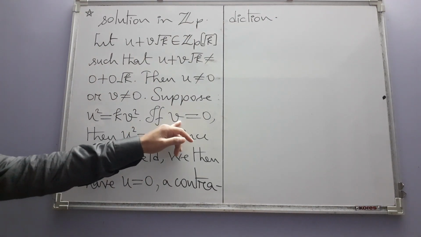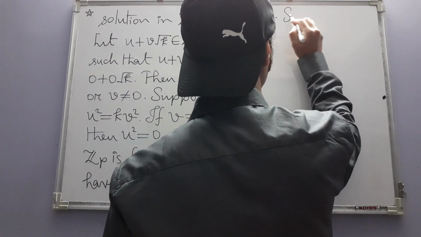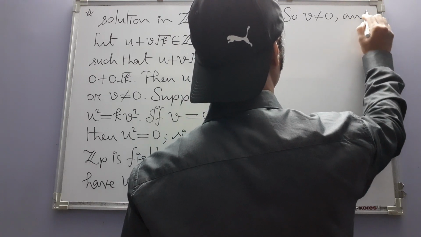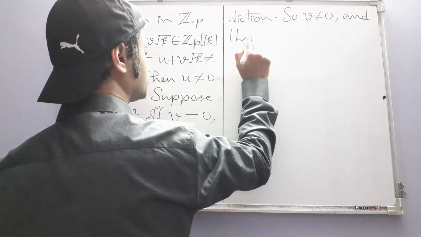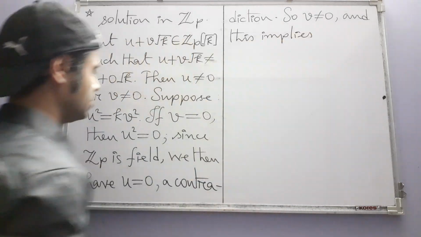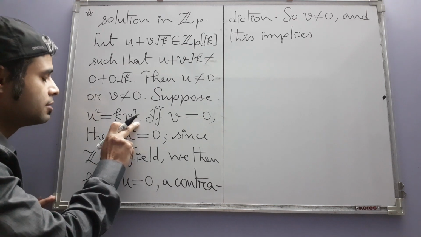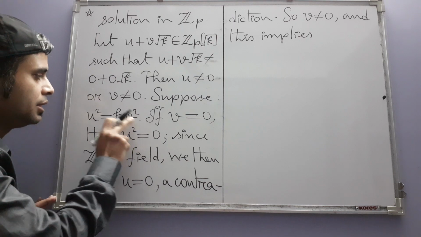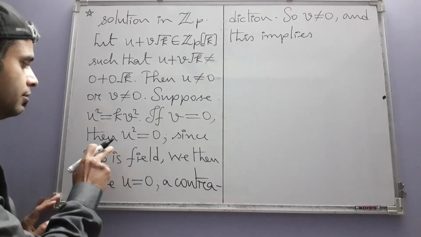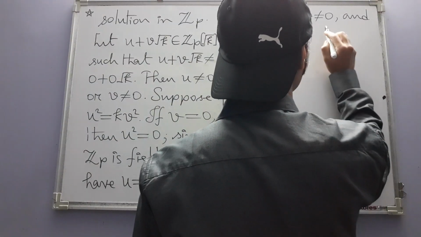That means V cannot be 0. Not equal to 0, and this implies if V is non-zero, then we can divide on both sides of this equation by V square. If V is non-zero, V square is also non-zero because we are in a field again. And doing that in this field, you get this.